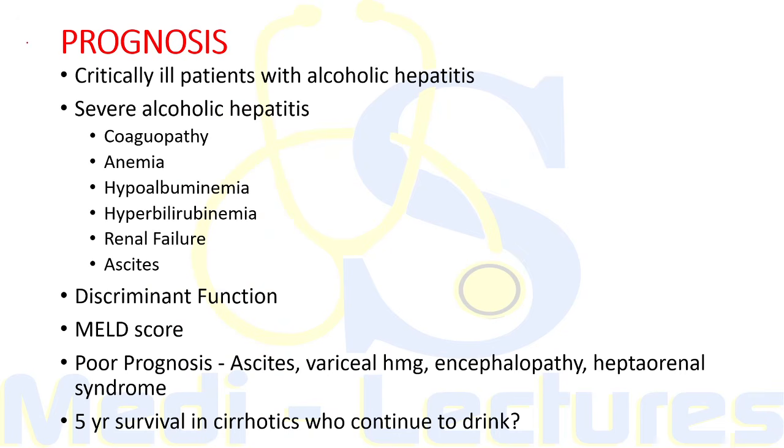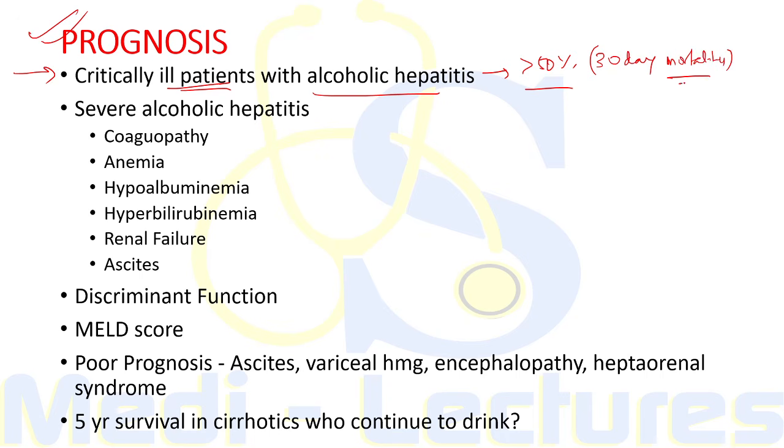Now, what are the poor prognostic factors? First of all, in critically ill patients with alcoholic hepatitis, the 30-day mortality is more than 50%. So, in such patients, the 30-day mortality will be more than 50%, in the patients who have alcoholic hepatitis and are critically ill.